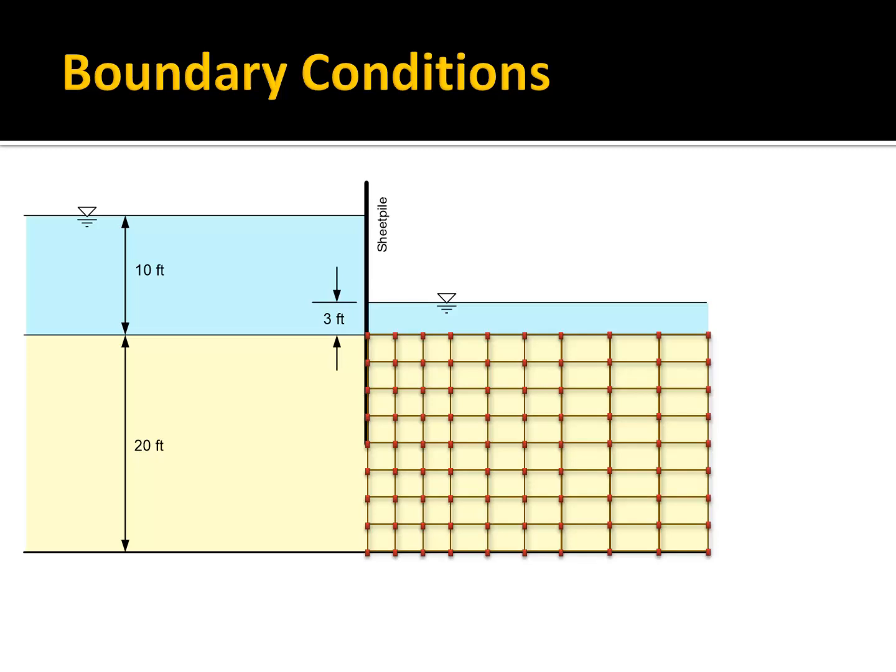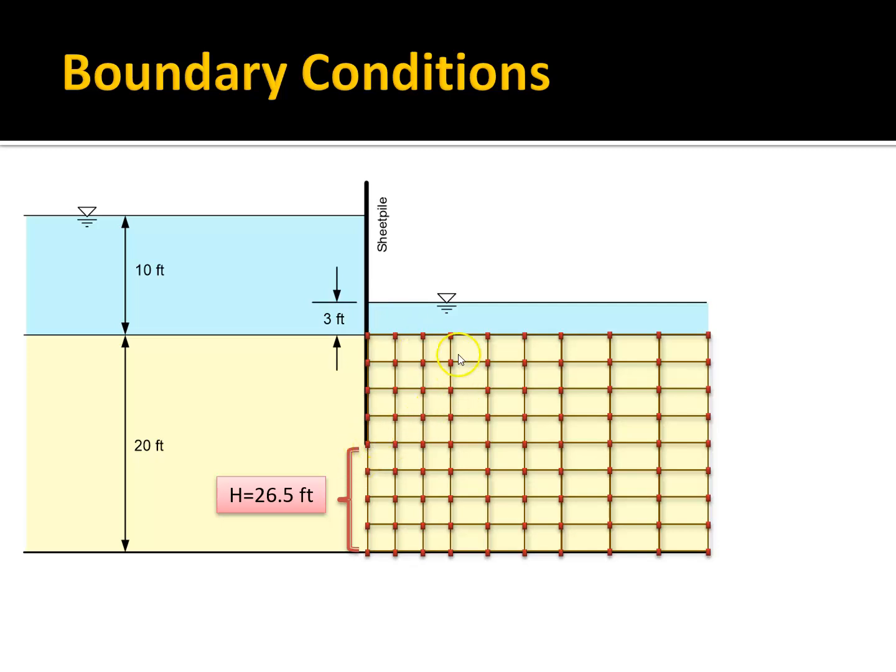So how do the boundary conditions work? Let's suppose that we have 30 feet of head on the left side and 23 feet of head on the right side. The head at this point right here would be 26.5. Well, how did we come up with that?